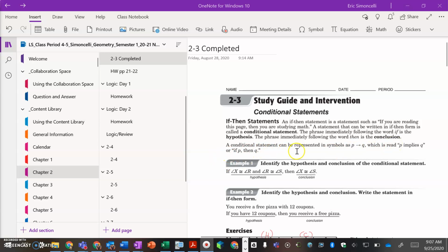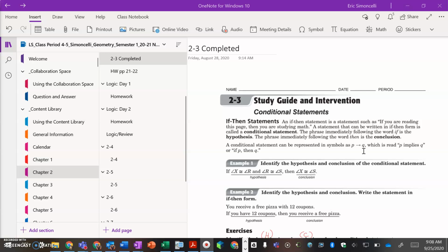A conditional statement can be represented in symbols as P and then an arrow, which means then, as they'll explain here, also implies. So if P, then Q, which is read P implies Q, or if P, then Q, as I indicated. This notation will be very useful as a shorthand when we're doing a long string of problems, so please be mindful of that.